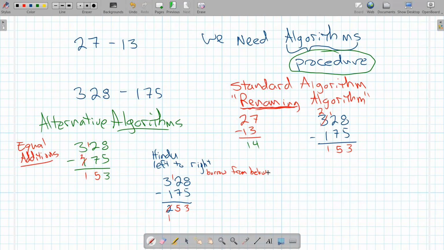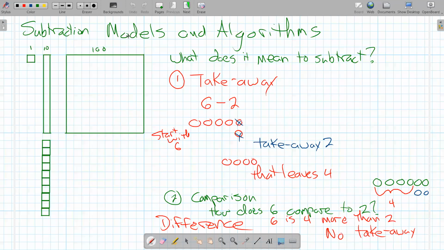And there's a lot of different ways people do subtraction around the world. These are just a few of them. The renaming algorithm, common in the US, the equal additions algorithm, which is common in some places in the US. And then we have the Hindu left to right algorithm. So what we have so far is an overview of subtraction models and algorithms. And now we just need to play with them some more.